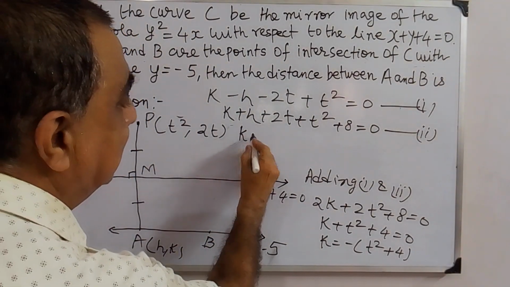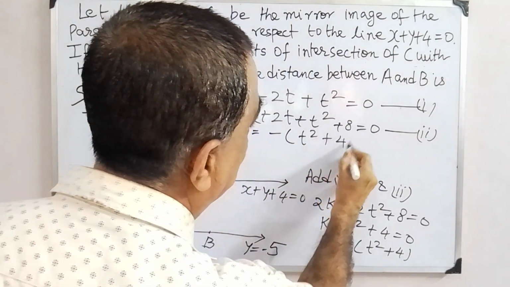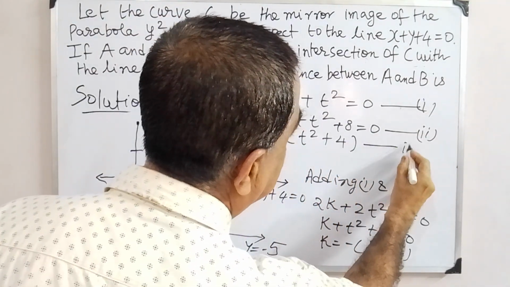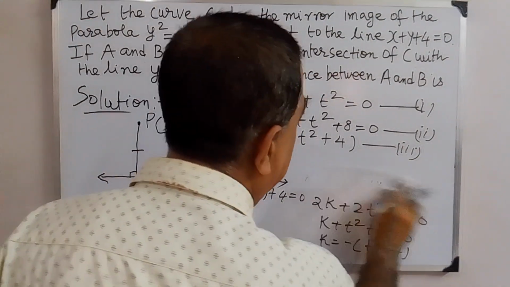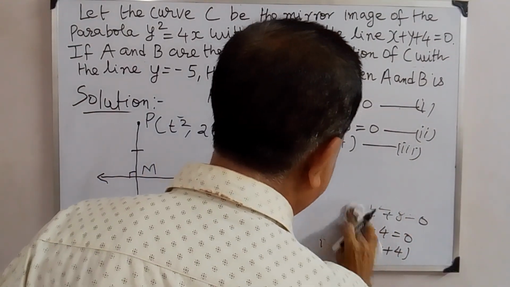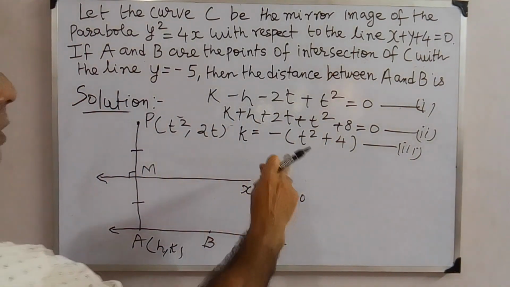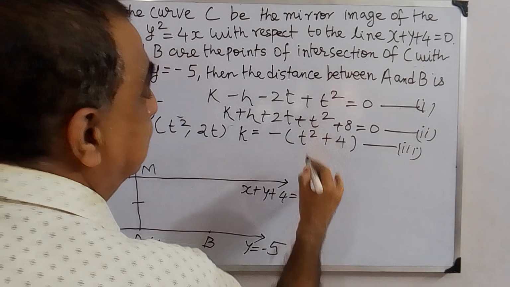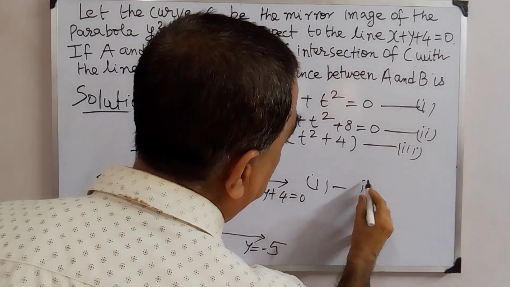So here k equals minus (t² + 4). That is the third equation. Now we are subtracting the second equation from the first equation. Equation 2 I am subtracting from 1, so 1 minus 2.